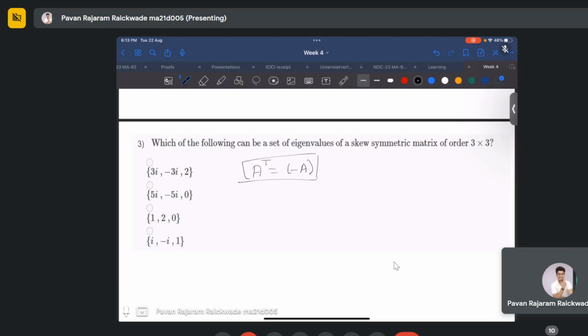Sir, option B. Yes, option B is the correct one. Can you explain how? Sir, because the eigenvalues of a skew symmetric matrix are either zero or purely imaginary. Yeah, okay, that's true.